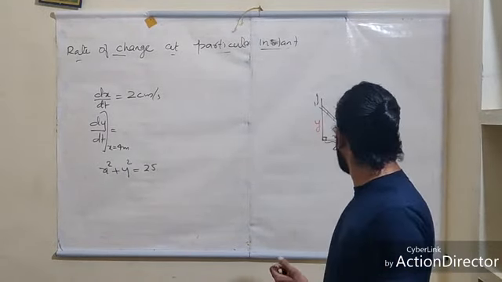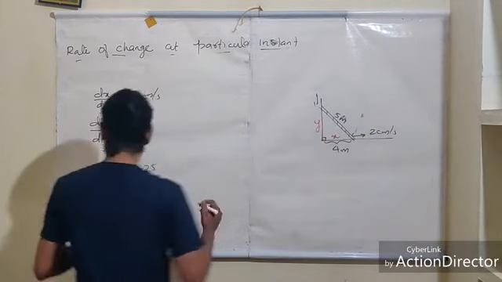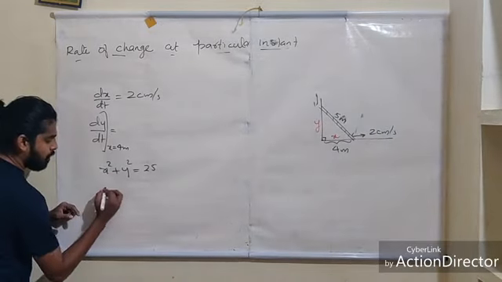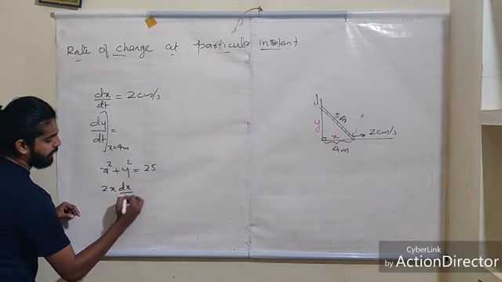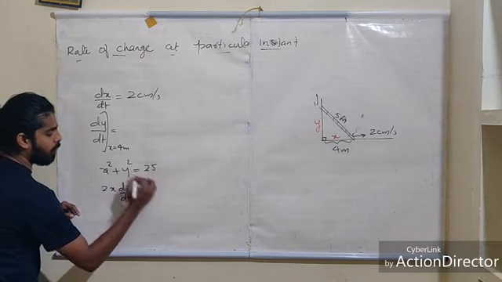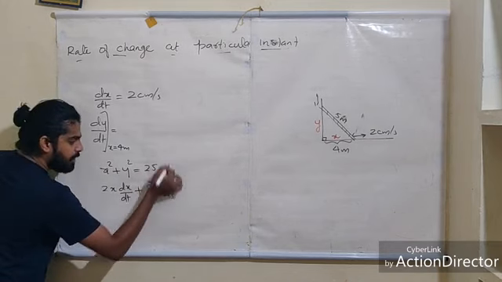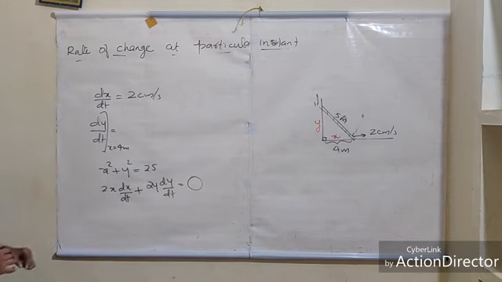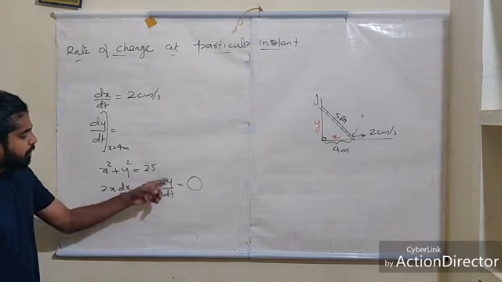So x square plus y square equal to 25. We will differentiate this with respect to time. On differentiating with respect to time, we have 2x into dx by dt, plus the derivative of y square, which is 2y into dy by dt, equal to the derivative of 25, which is 0, as it is a constant. The constant won't change, right? So 2x into dx by dt plus 2y into dy by dt equals 0.